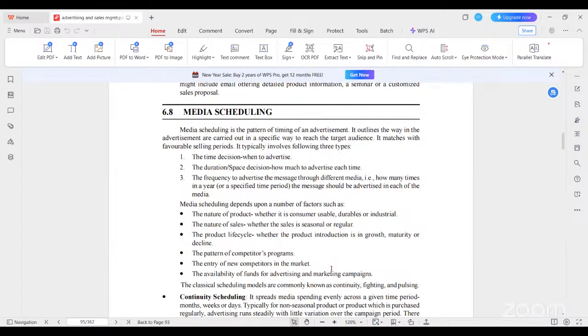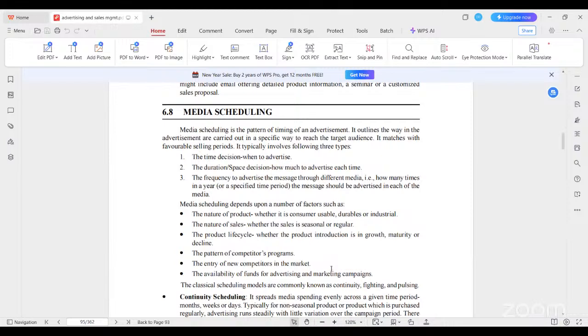And we have to do consumer analysis, their behavior also. If any new product is entering the market, it is very important to know whether the customer is loyal to us or switching to the other brand. And the availability of funds for advertising and marketing campaigns is also very key to understand.